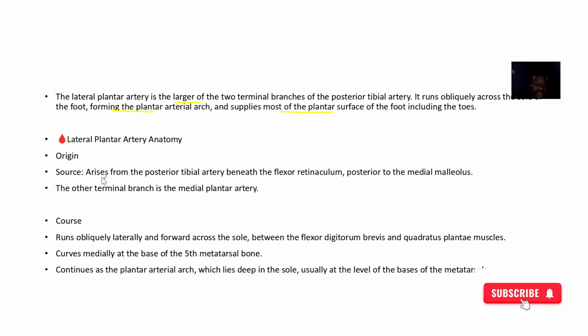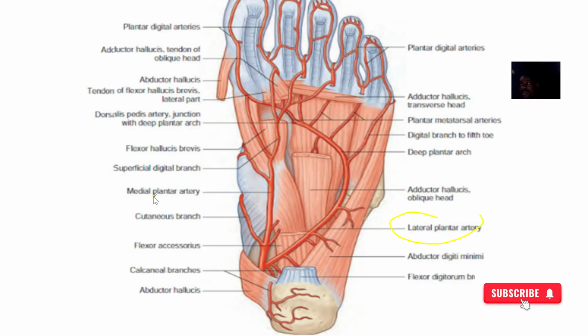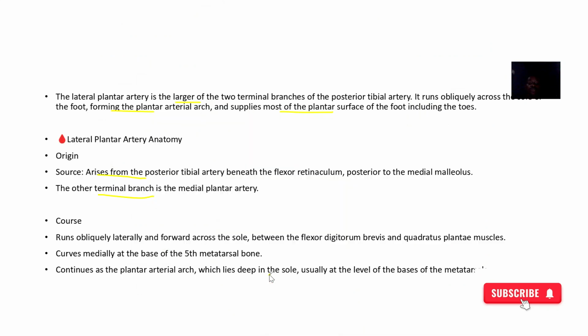So what's the origin? It arises from the posterior tibial artery beneath the flexor retinaculum, posterior to the medial malleolus. The other terminal branch is the medial plantar artery, which we'll talk about in the next video. But this is the medial plantar artery, just so you know. Okay, so what next?